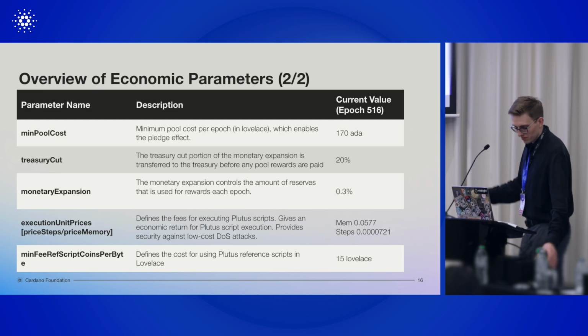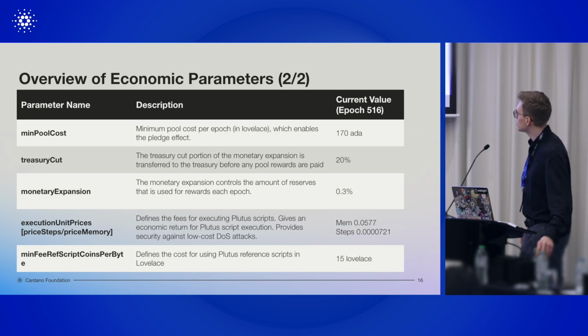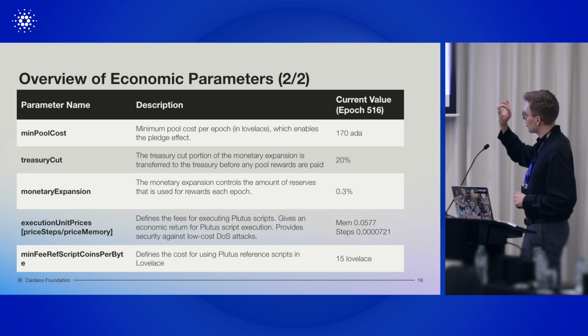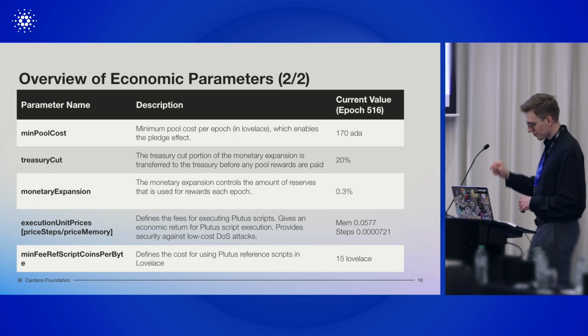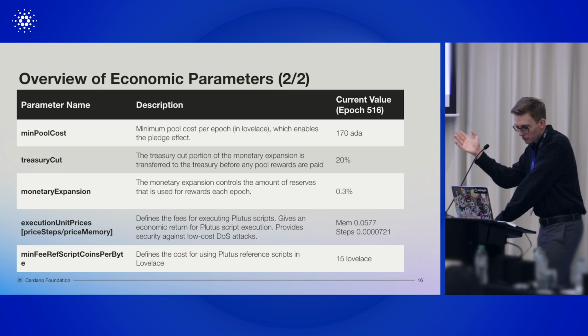And then one other parameter is the execution unit price. This defines the fees for executing Plutus scripts, and it gives an economic return for Plutus script execution. There is the execution unit price per step and then per memory. And then the last one on this list is the min fee reference script coins per byte. Oh, it's a tongue twister. But yeah, this defines the cost for using Plutus reference scripts in Lovelace, and that's 15 Lovelace.